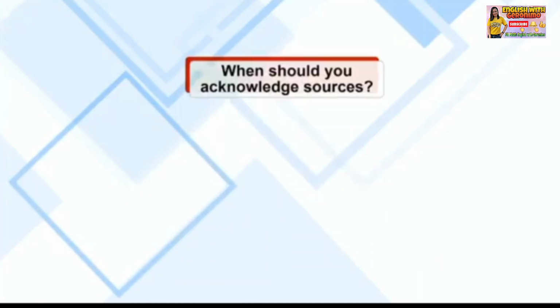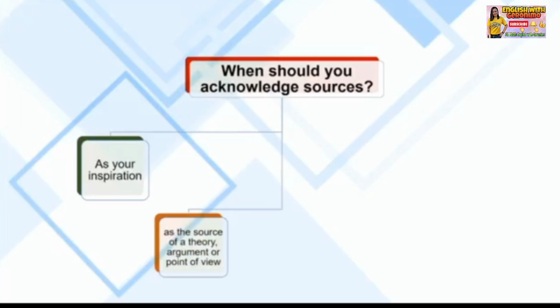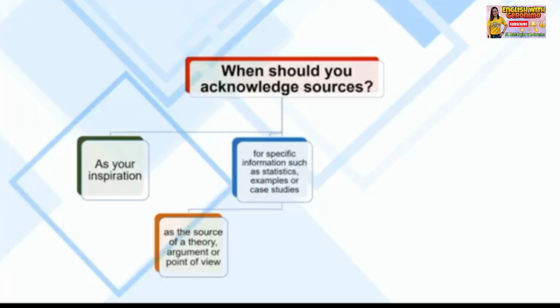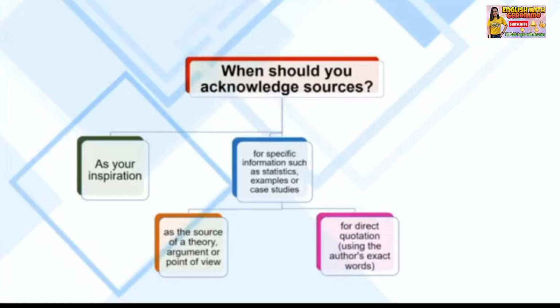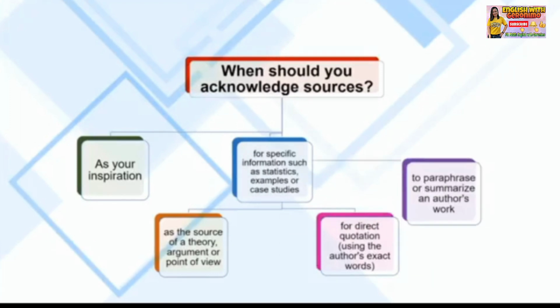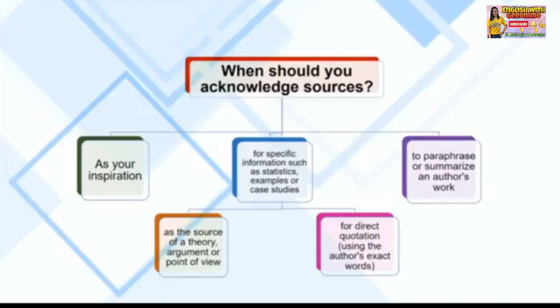Now, when should you acknowledge sources? You should acknowledge sources whenever you use a source of information: 1. As your inspiration. 2. As the source of a theory, argument, or point of view. 3. For specific information such as statistics, examples, or case studies. 4. For direct quotation or using the author's exact words. And 5. To paraphrase or summarize an author's work.